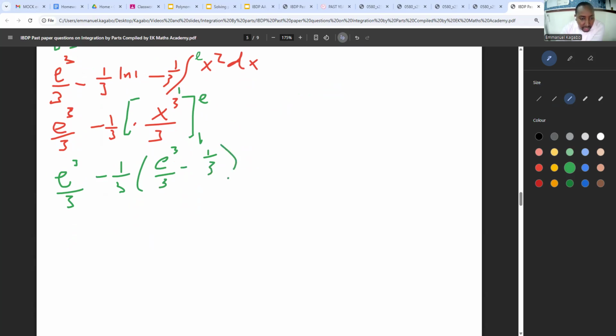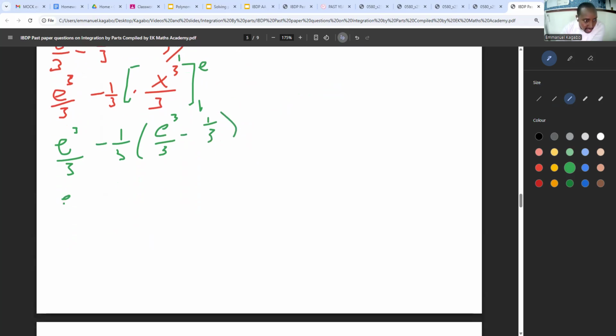Okay, very good. Now, it's e power 3 over 3 minus, can I open the brackets? E power 3 over 9, all together here, plus, because this is minus, see how the sign will change, 1 over 9. All together, guys. Okay, what's remaining is just simplifying.